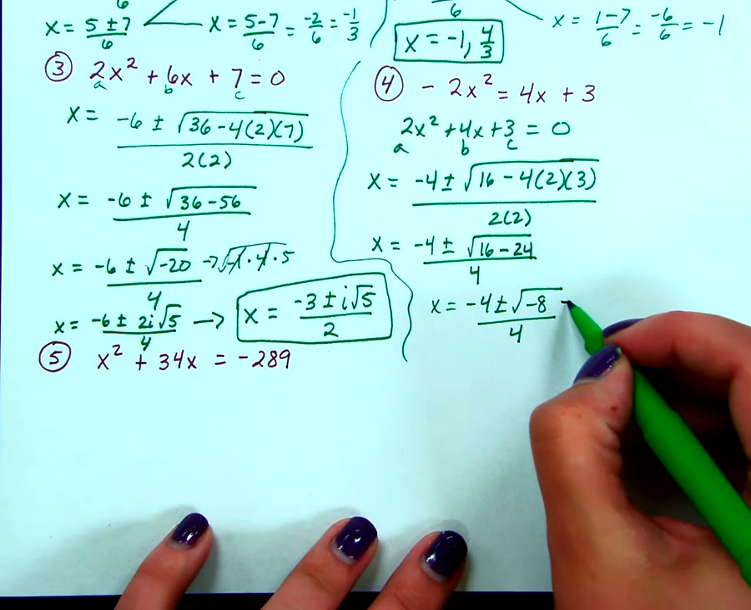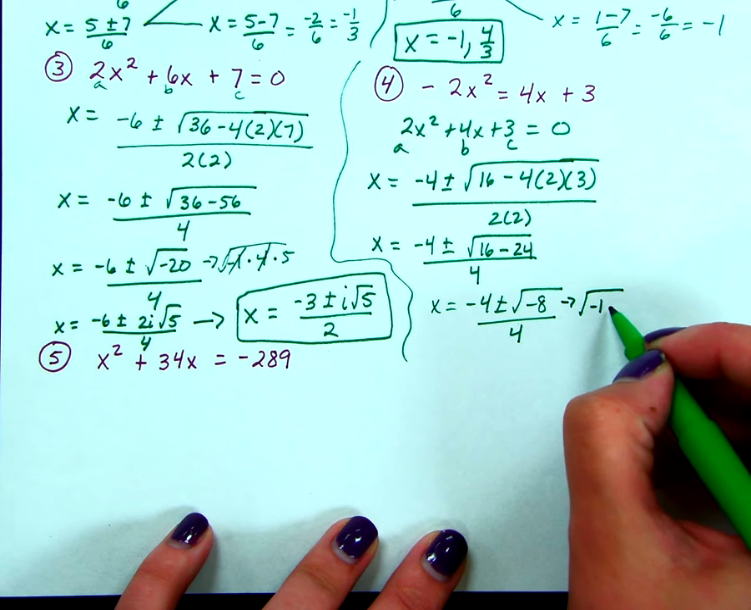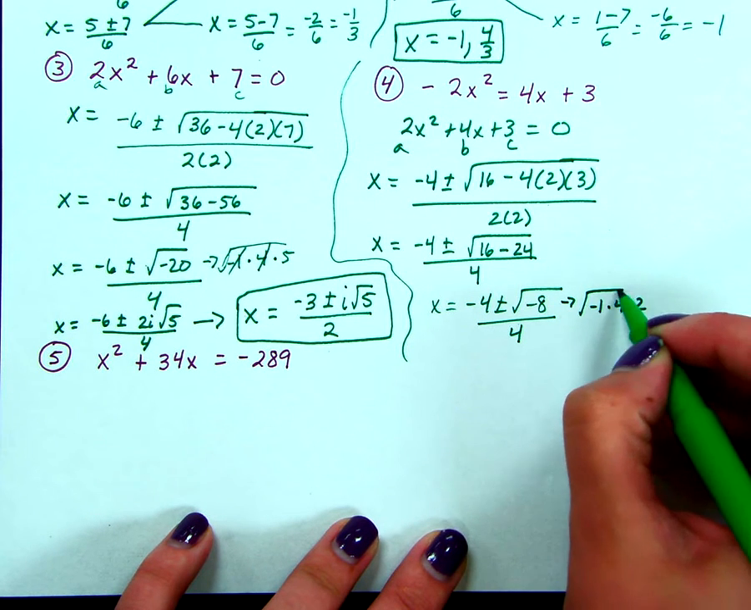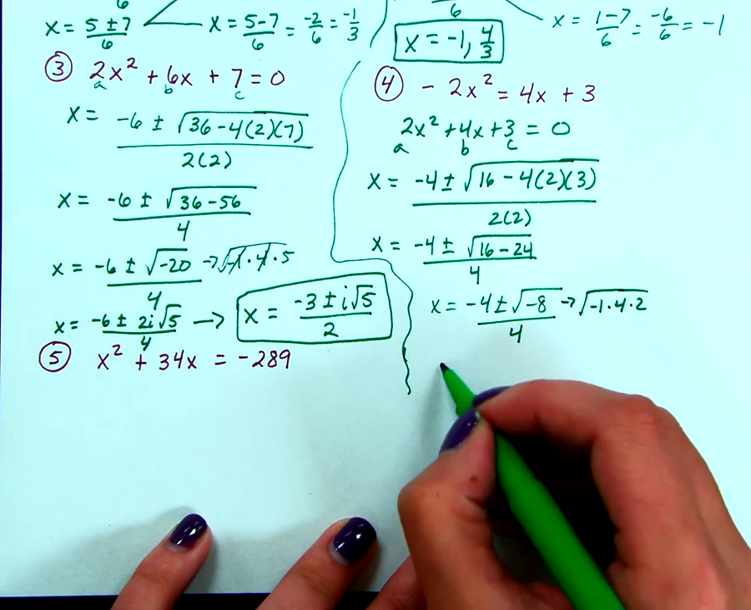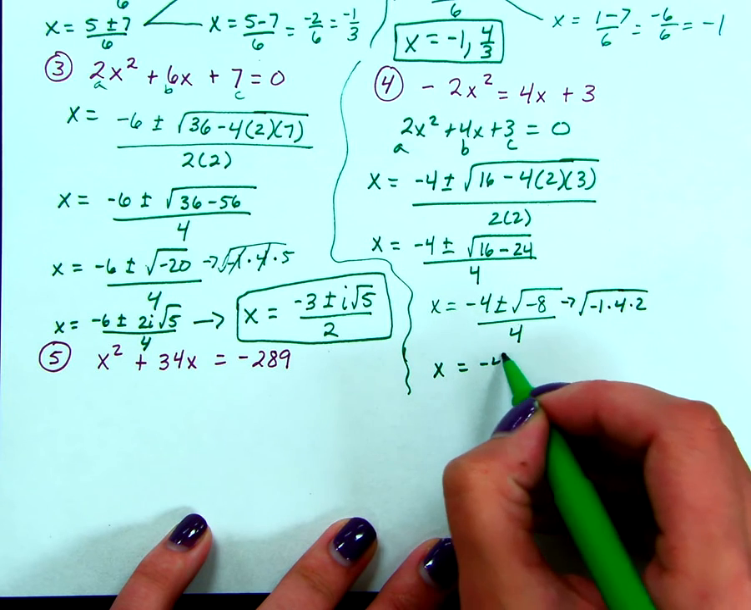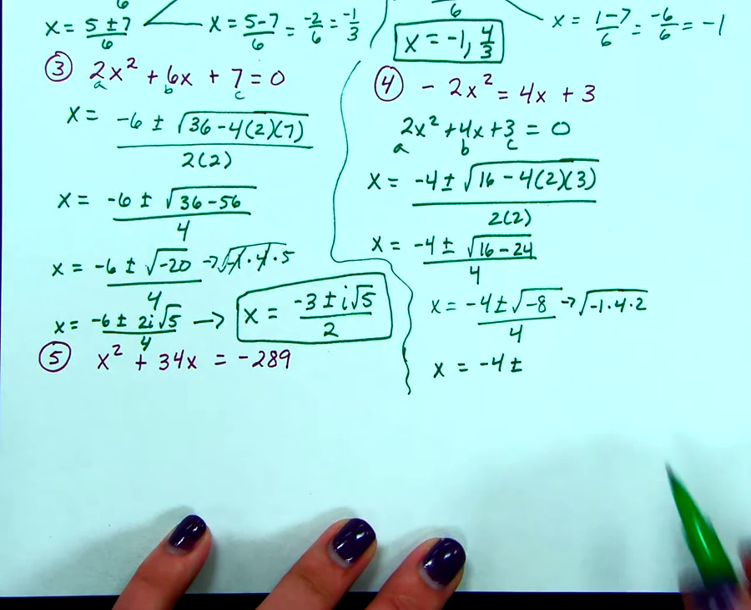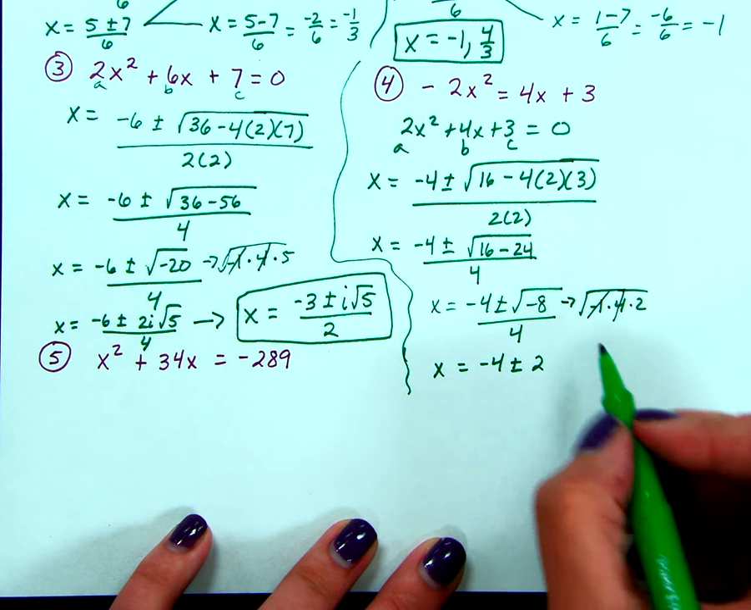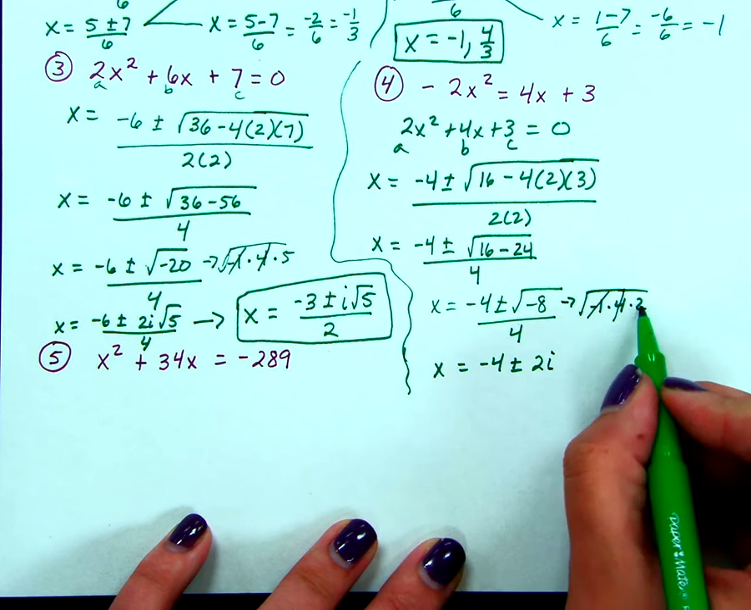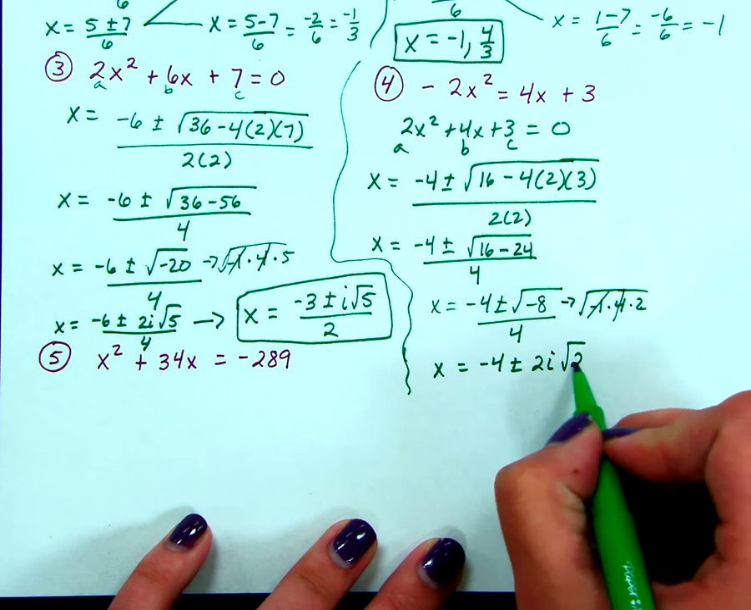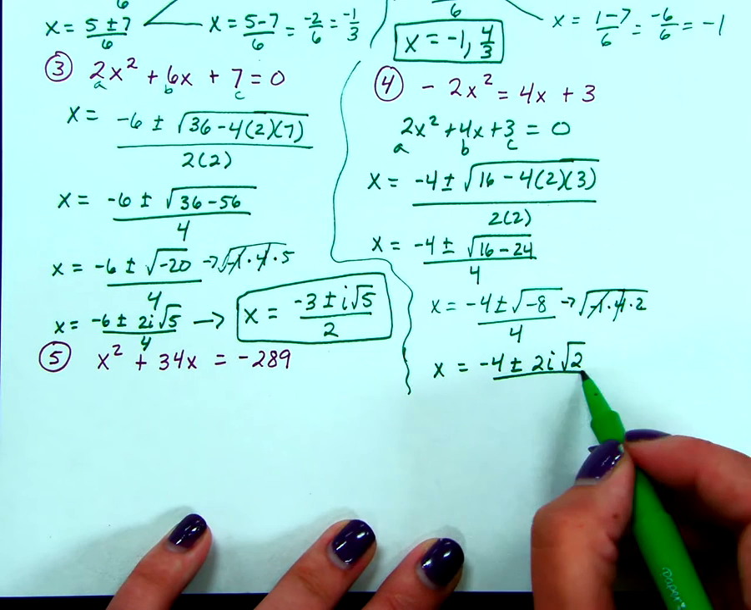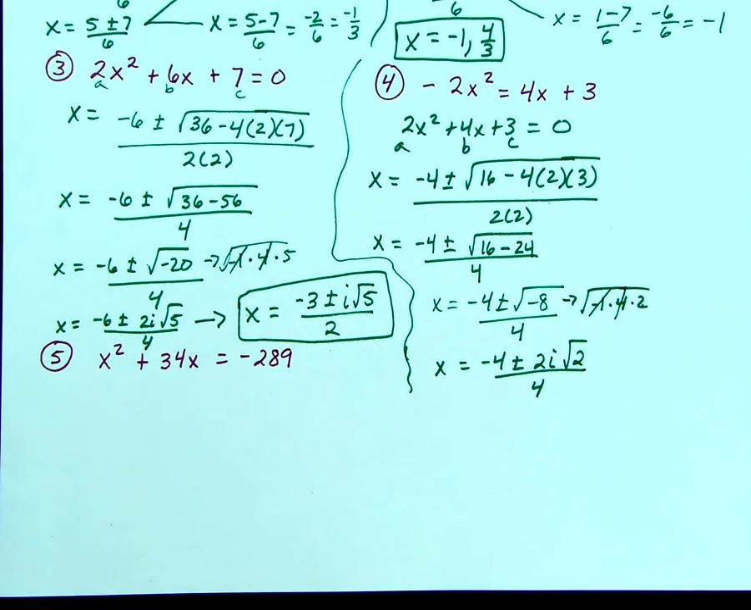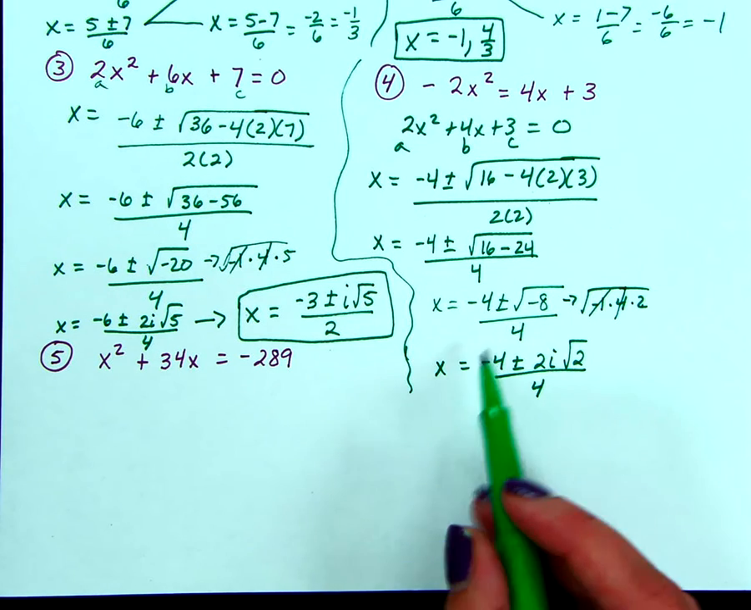So now we want to see if we can reduce the radical. So we can think of this as negative 1 times 4 times 2. So when we simplify, we will have x equals negative 4 plus and minus. Square root of 4 is 2, so that comes out of the radical. Square root of negative 1 is i. And then we can't take the square root of 2, so that will stay in the radical. Still divided by 4.